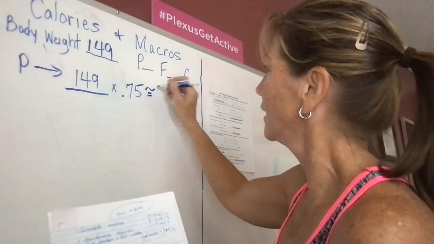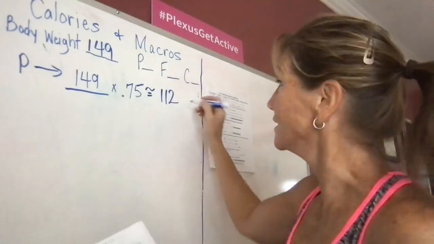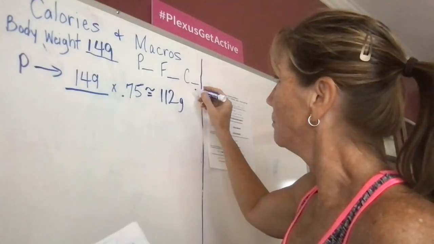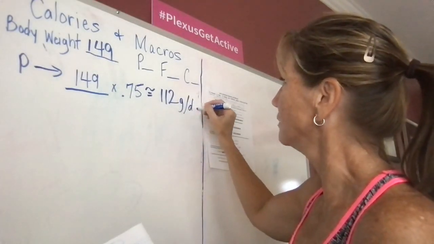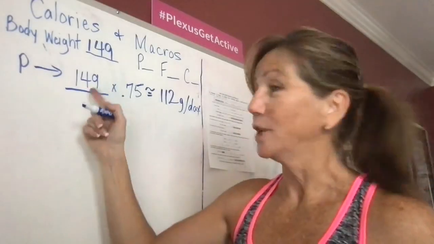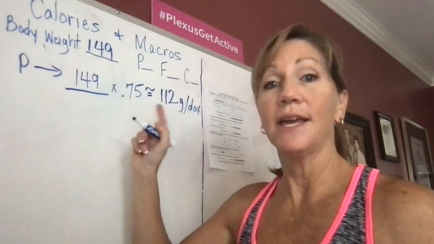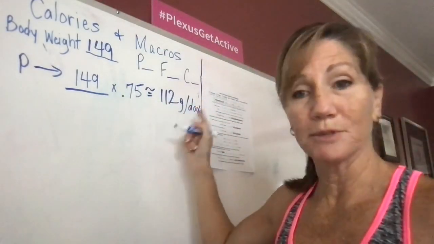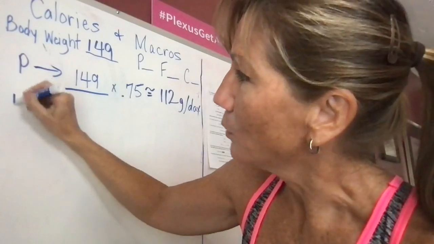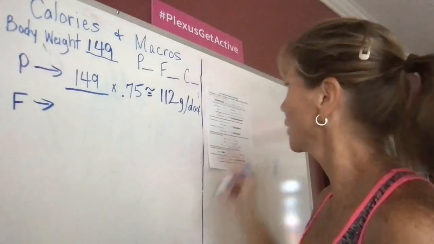So it's about 112, and that is grams of protein per day. Okay. So again, you can pause, put in your number, your weight times 0.75, and then you're going to get your grams of protein.